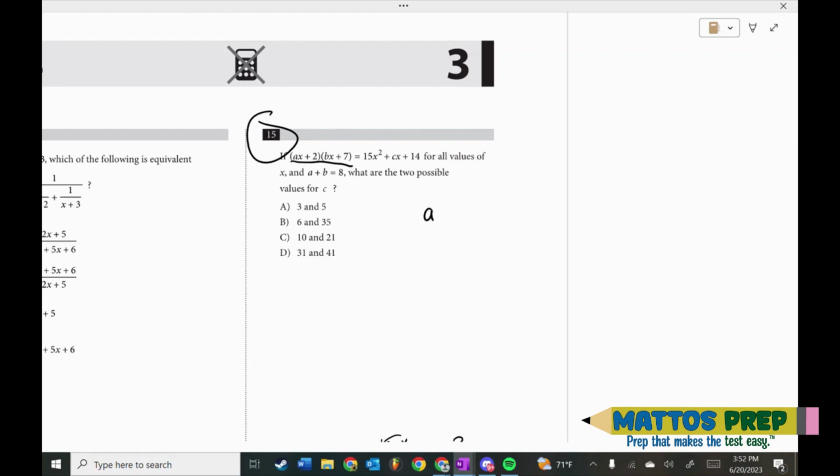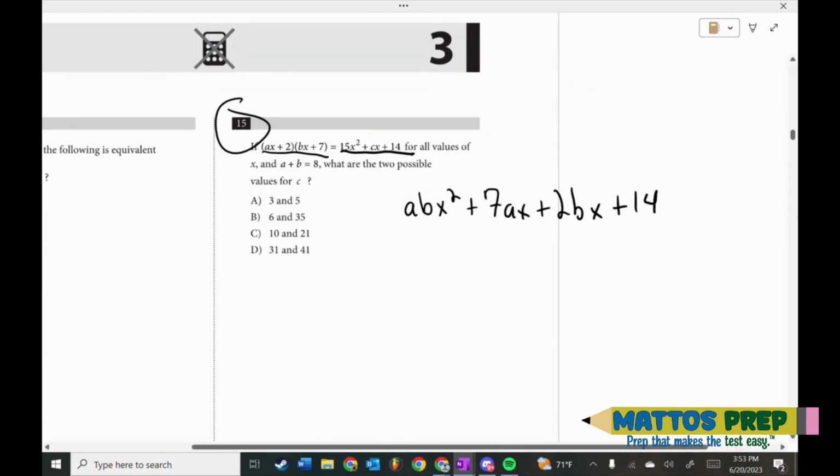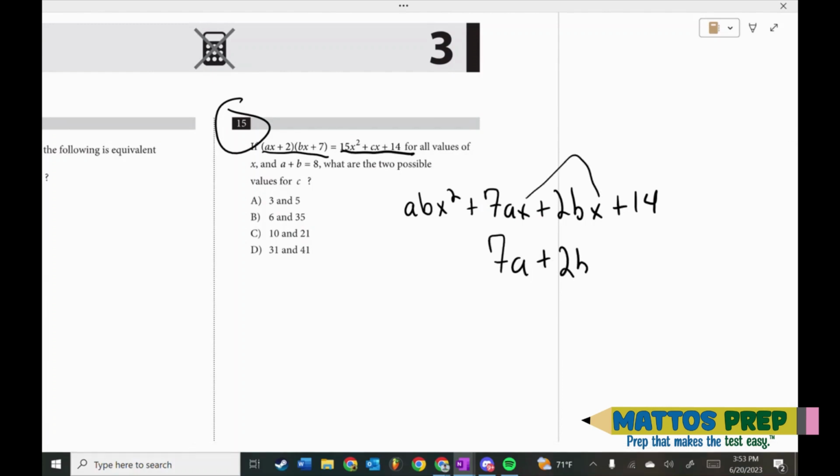So we'll get ab x squared plus 7ax plus 2bx plus 14. And we know that that's equal to this. So what am I going to do? I'm going to get it in a similar form to this so that we could make some more equations. So we could factor out x, and make it (7a plus 2b) in parentheses times x, because these two are equal, and then we could bring down everything else, plus 14 and then abx squared.